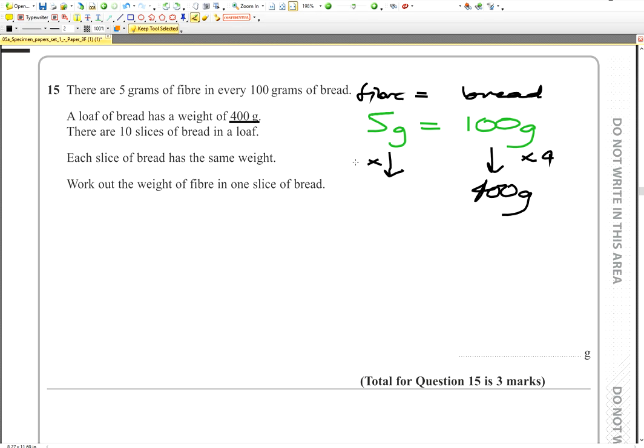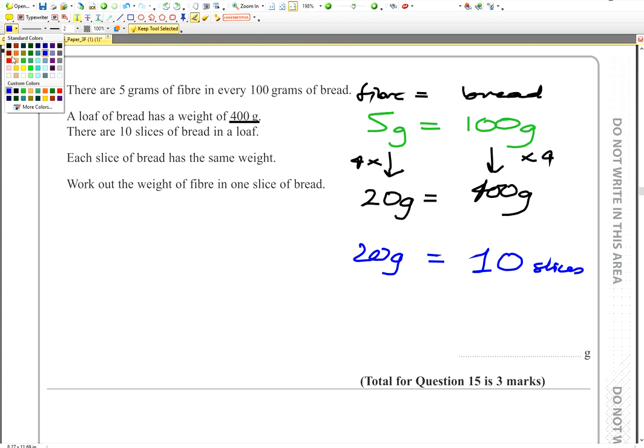So 20 grams of fiber in 400 grams. In 400 grams, what do we have? Let's change color. What do you call that lizard that changes color? Chameleon. Your teacher is a chameleon. So 400 grams is how many slices now? How many slices do you have in the bread? 10. So in 10 slices you have 20 grams of fiber.